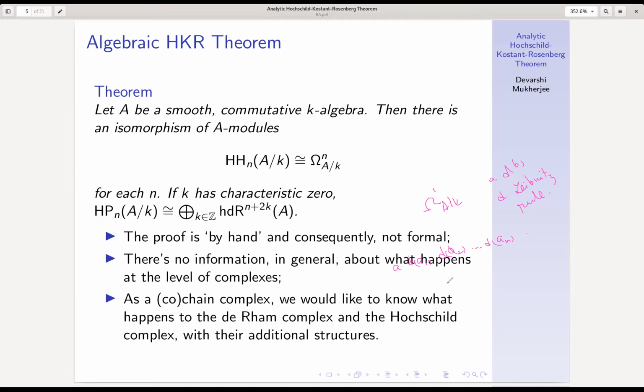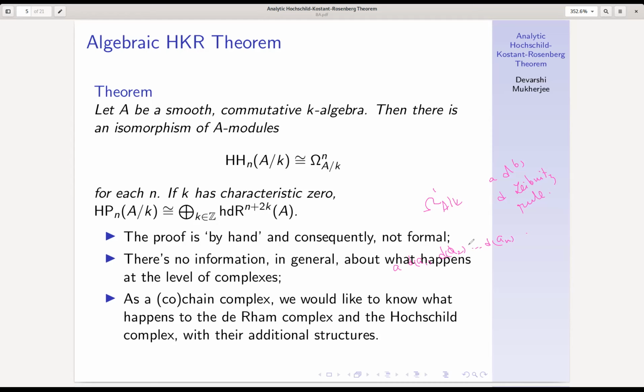And a remark is that this proof is kind of by hand. You use what is called the anti-symmetrization map to prove this isomorphism. And then you use some formal machinery about mixed complexes to show that this isomorphism holds for periodic cyclic homology.